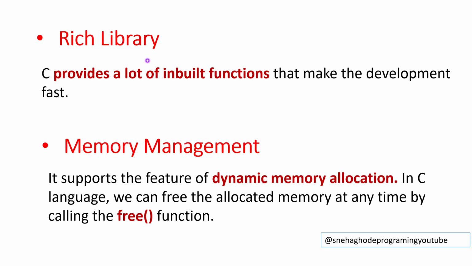Then next is rich library. C provides a lot of inbuilt functions that make development fast. Then next is memory management. Here it supports the feature of dynamic memory allocation in C language. So we can free the allocated memory at any time by calling the free function. Dynamic memory means we can change it at runtime, right? Dynamic means we can change the size of the memory at runtime. So that is nothing but dynamic memory allocation.